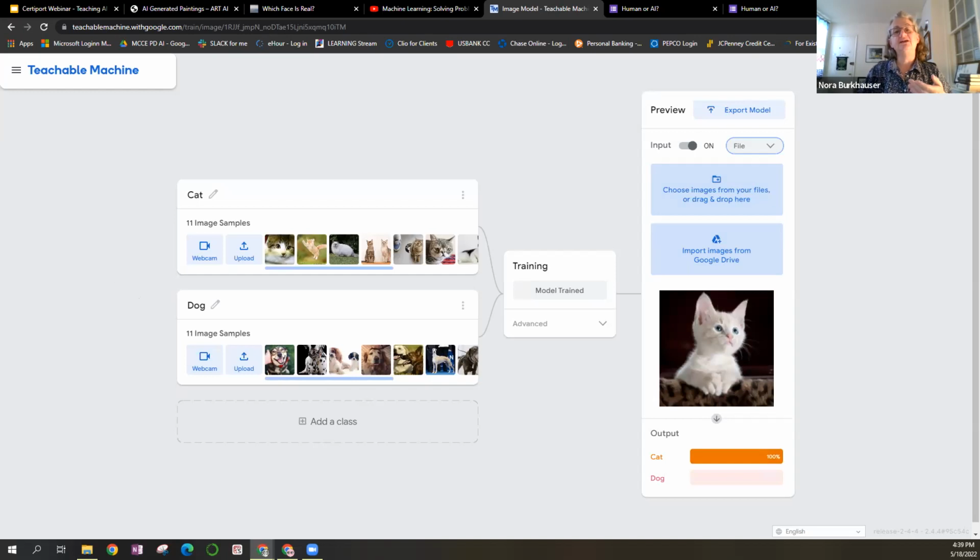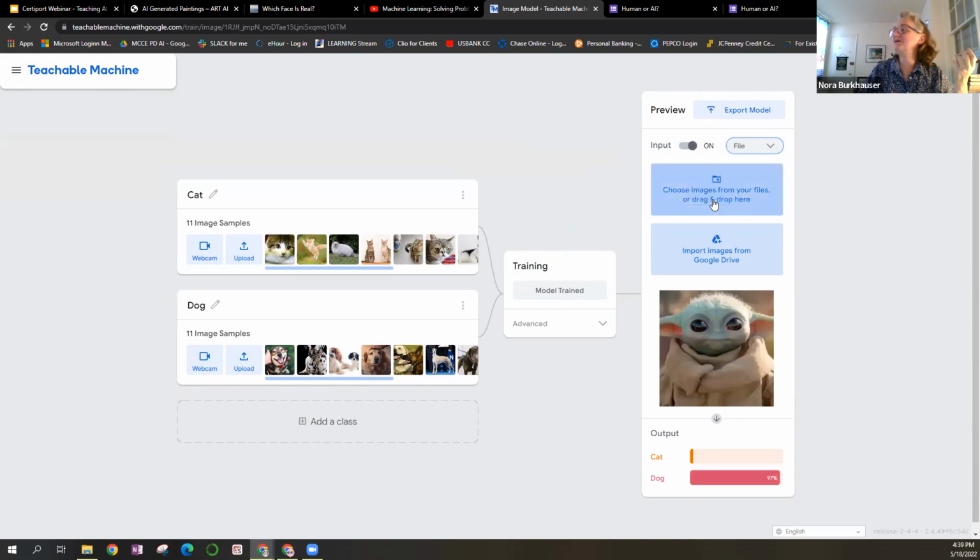And now I have a picture of Baby Yoda, which is not a cat and not a dog, but the Teachable Machine has to pick a label. If anybody wants to put in the chat whether they think Baby Yoda is going to be classified as a cat or a dog. I have a vote for a cat. Let us see. Baby Yoda, 97% confident it's a dog. It usually always comes back that way, not sure why.